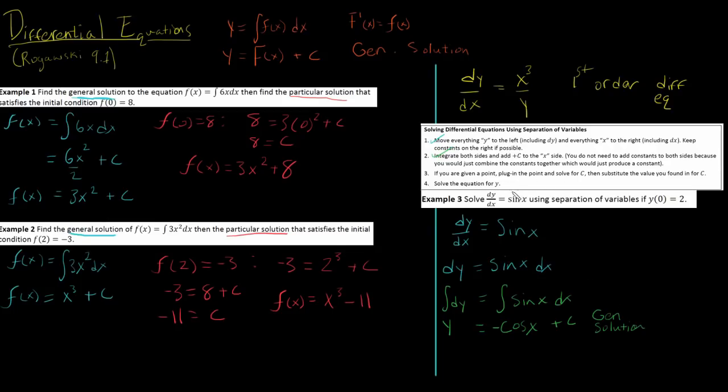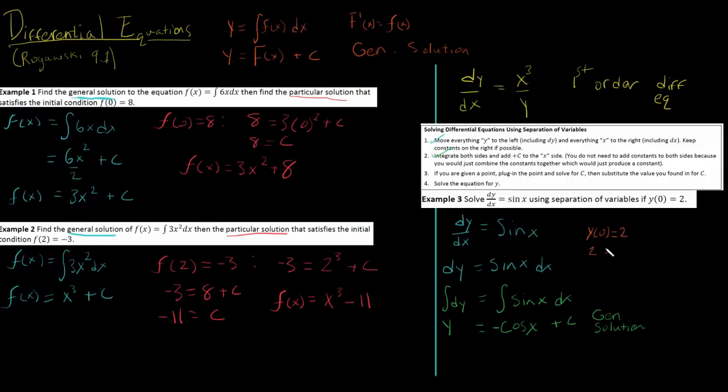Now, if we want a particular solution, we have to go a little further. We're given a point, y of 0 equals 2. So we'll plug that in and we'll solve for c. So we have y of 0 is equal to 2. When x is 0, y is 2.